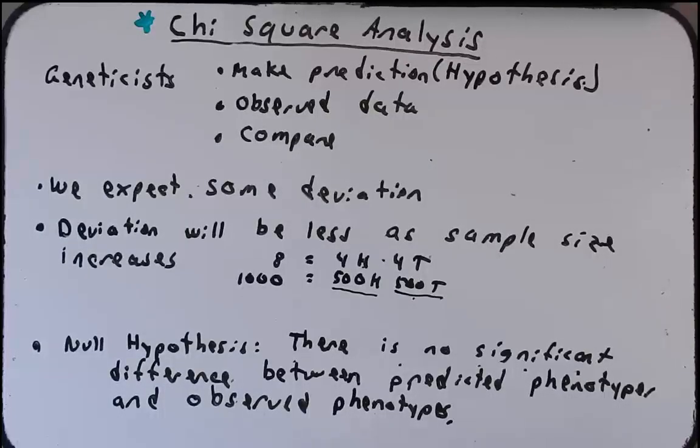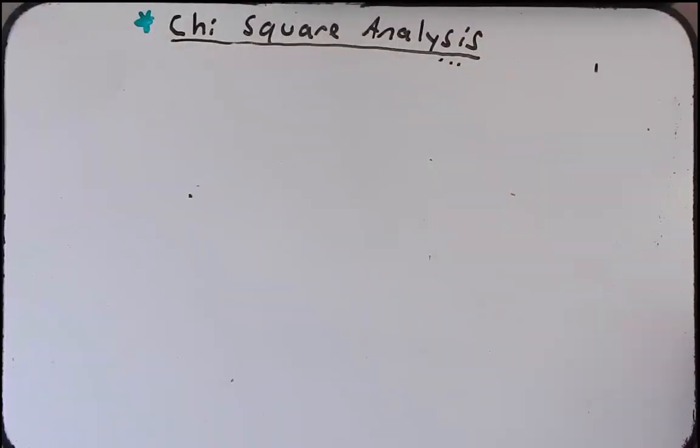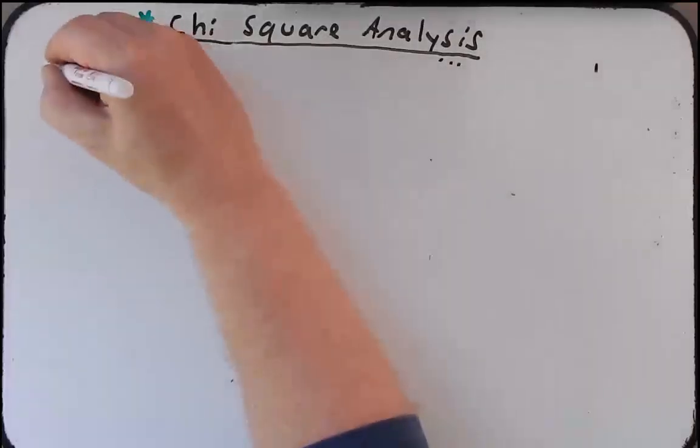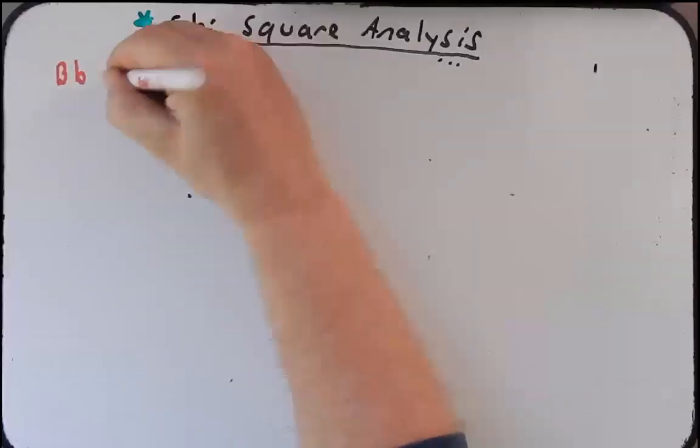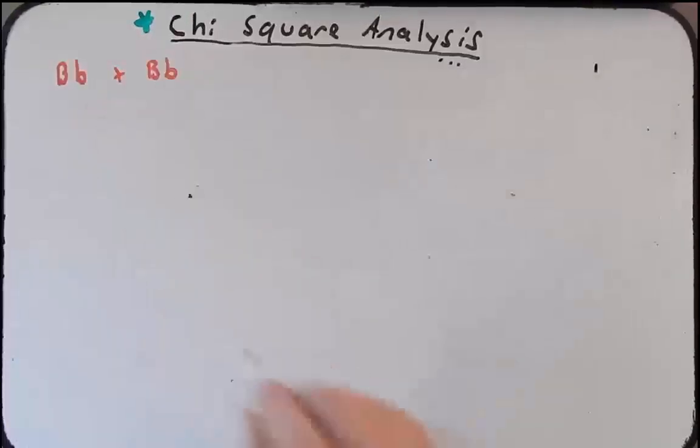You flip a coin 100 times, if there's a deviation, it's just chance. It doesn't always follow. There's always a degree of chance we have to consider in analyzing our results. So let's work through a problem. In this problem, we're going to deal with a monohybrid cross. We're going to take a big B, little b, and cross it with a big B, little b. Let me define what B is.